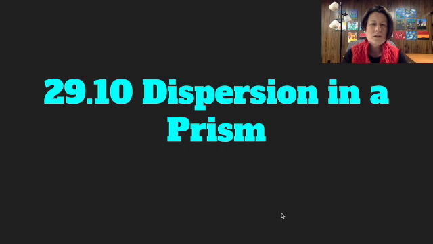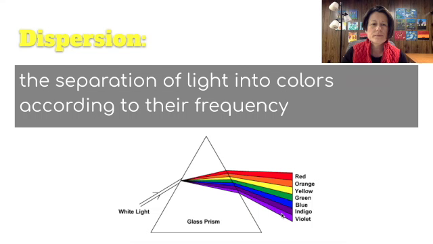So first, let's talk about dispersion in a prism. Dispersion is the separation of light into colors according to their frequency. You can see that refraction is occurring. Red is refracted less. The frequency of red is refracted less than violet, and everything else falls in between.